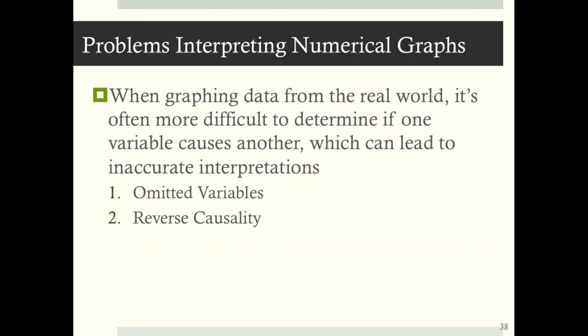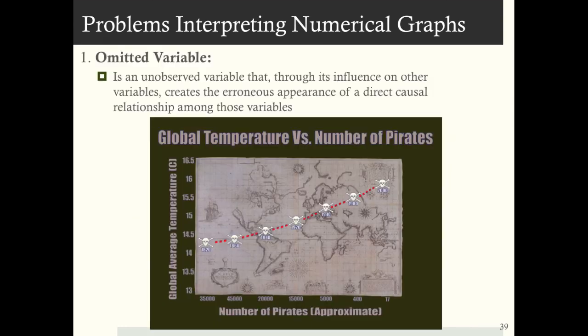When graphing data from the real world, it's often more difficult to determine if one variable actually does cause another, which can lead to inaccurate interpretations. So the biggest 2 concerns I have are omitted variables and reverse causality. An omitted variable is an unobserved variable that, through its influence on other variables, creates the erroneous appearance of a direct causal relationship among those variables.